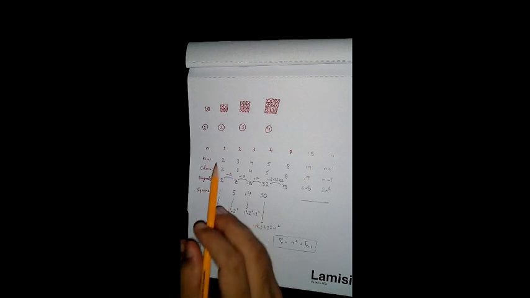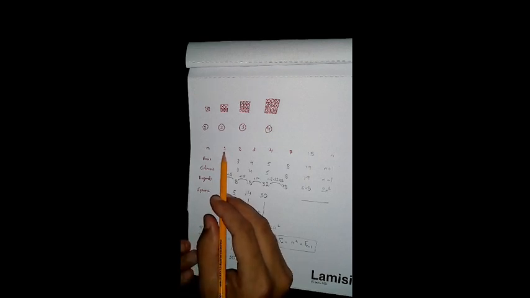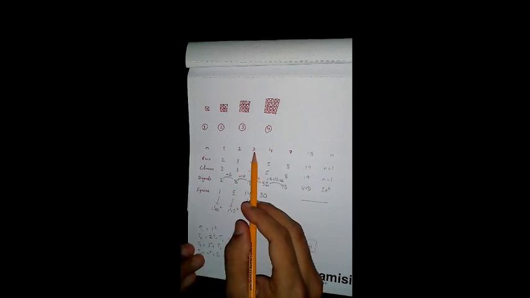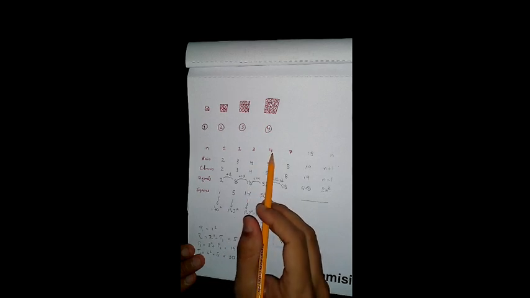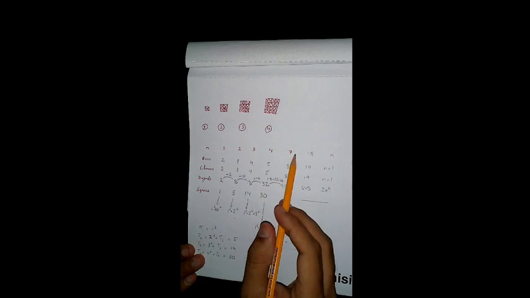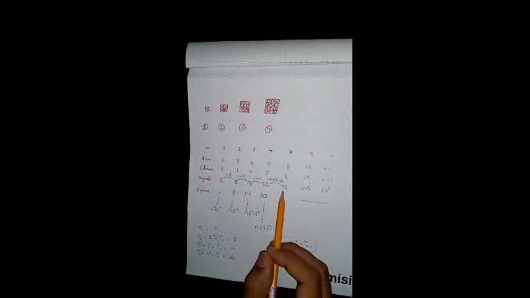So I will try that 1 square is basically 1 here, but it is 2. 2 square is basically 4 but it is 8. 3 square is basically 9 but it is 18. 4 square is 16 but it is 32. 7 square is 49 but I am getting 98.